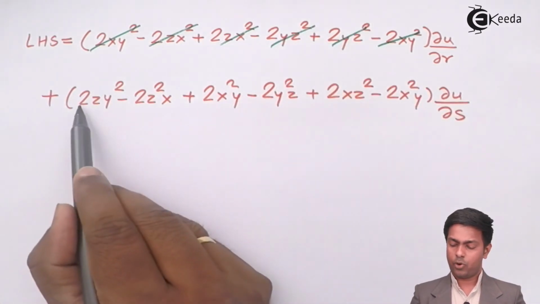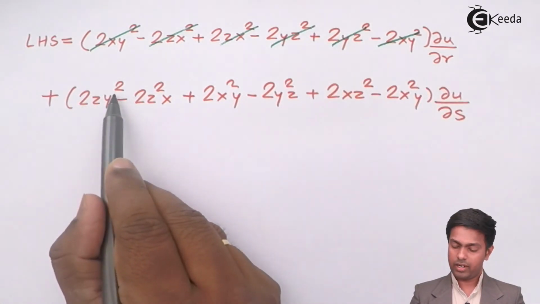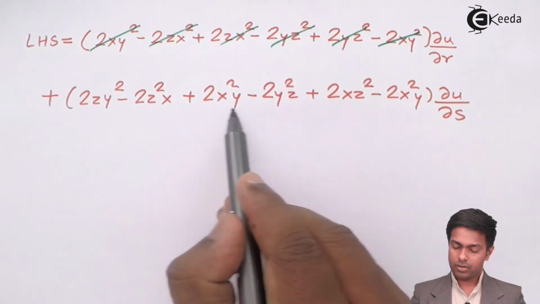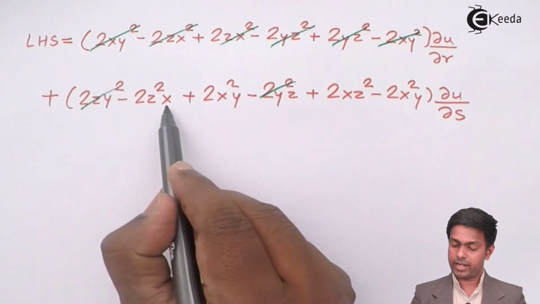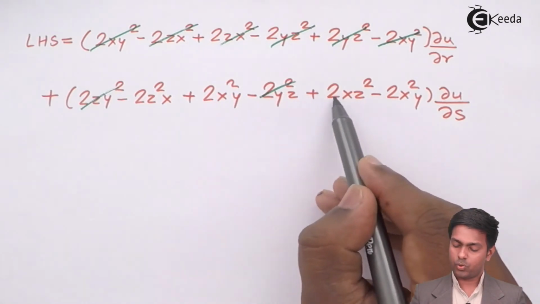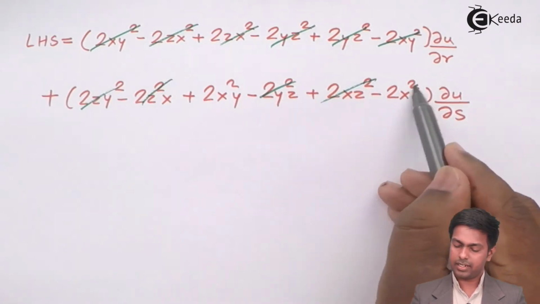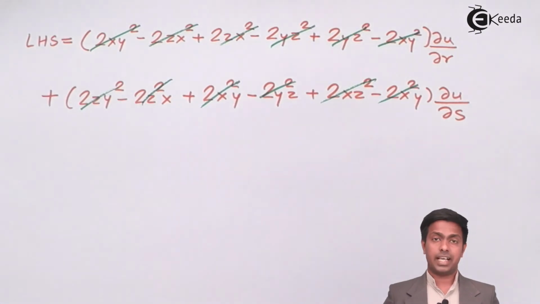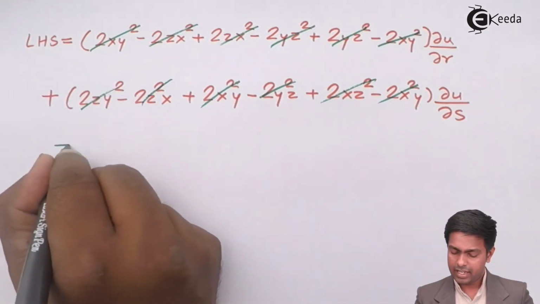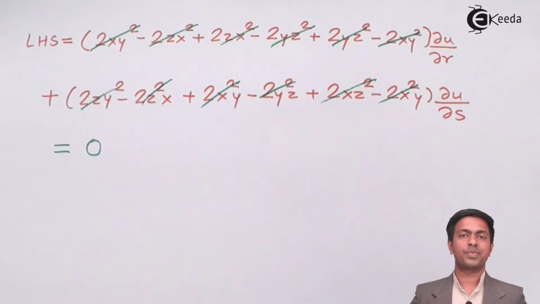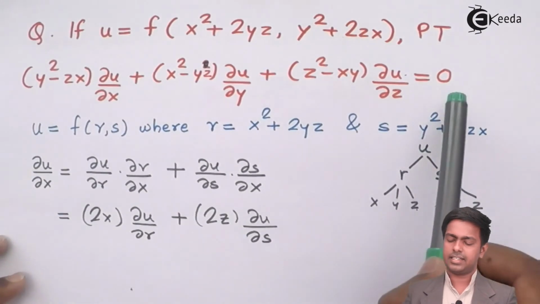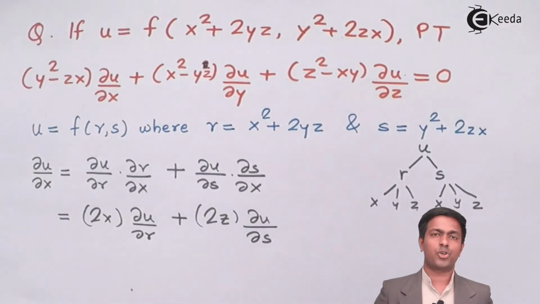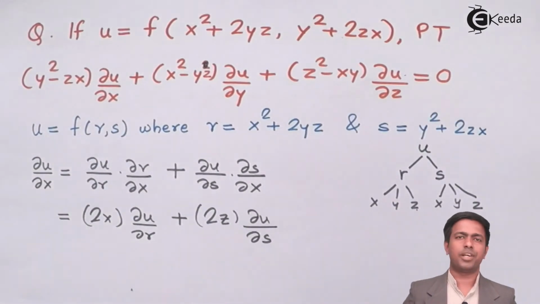Similarly here positive 2zy square and here negative 2zy square cancelled, then negative 2z square x and positive 2z square x, and similarly these two terms. So it means guys nothing is left and that is why the answer is 0. Therefore we have proved the result, that is we have proved that this RHS is equal to 0. I'm sure you understood the explanation.